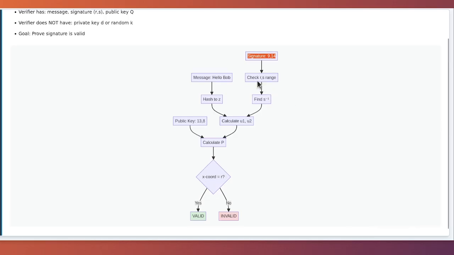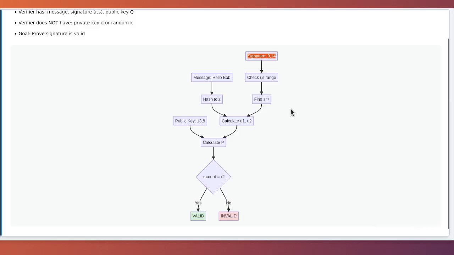We have the message Hello Bob, the signature R equals 9 and S equals 14, and the public key Q equals the point 13,8. We do not know the private key D, and we do not know the random K that was used during signing. All we have is what was transmitted to us. The verification process has several steps.